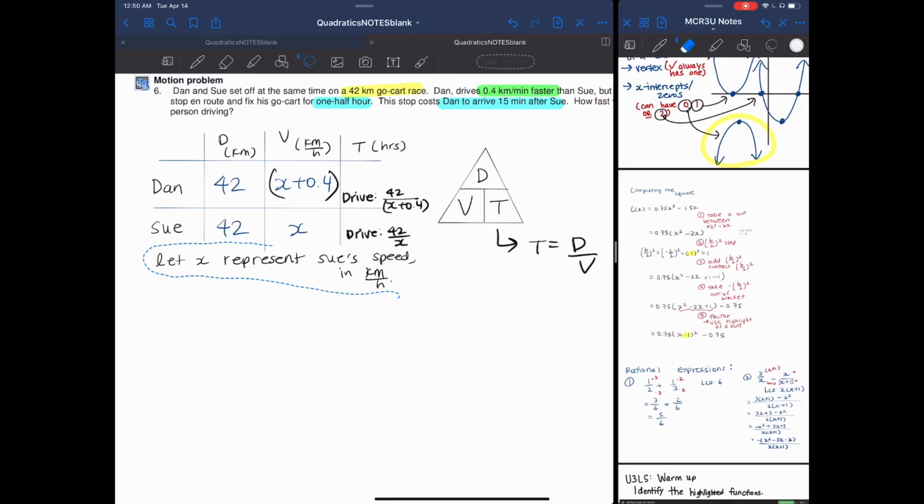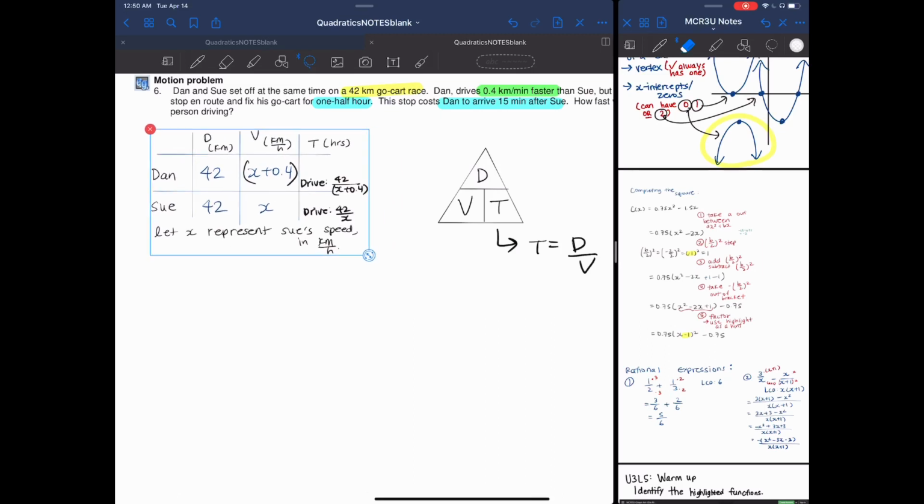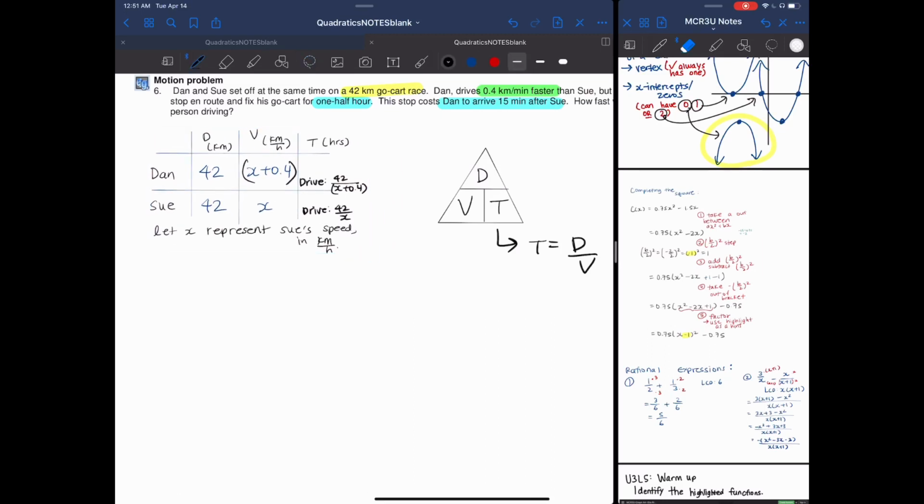The reason I wrote it so that I had some space was because I need to talk about the stop. So how long did they both stop for? Think about that for a second. How long did Dan stop for and how long did Sue stop for? Okay, let's look at that. You're looking at the part that's highlighted in blue.